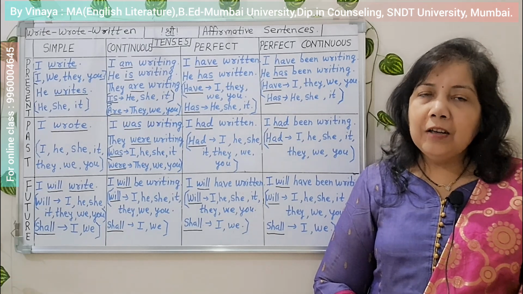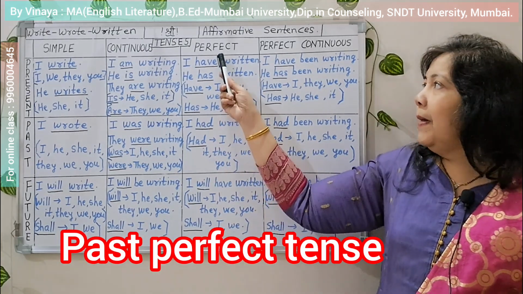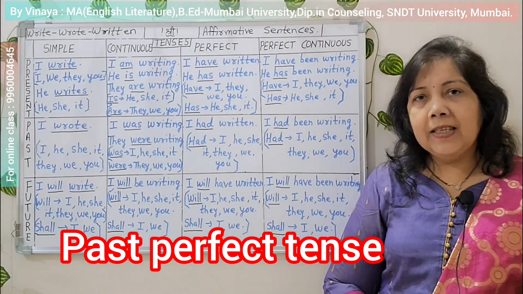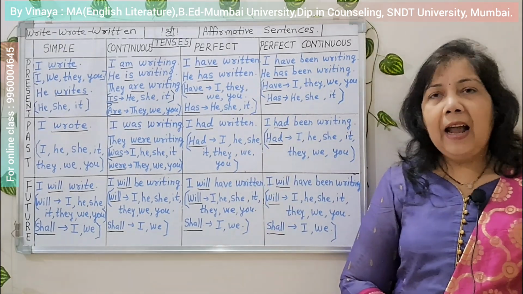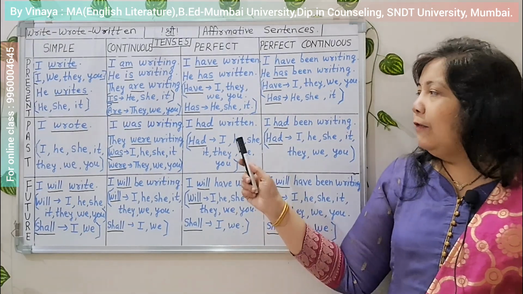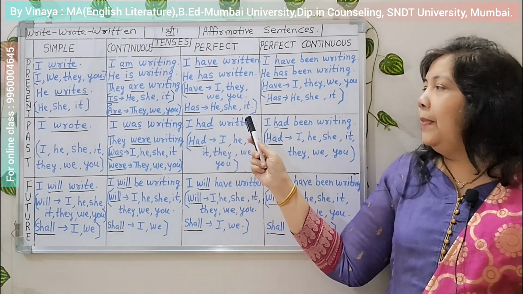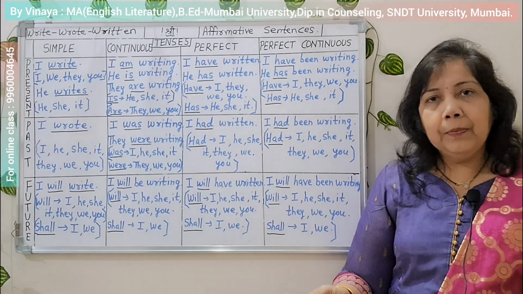Let us move to the third tense of past. The name of that tense is past perfect tense. Example is I had written. What is the construction? Subject plus had plus V3, past participle of the verb.